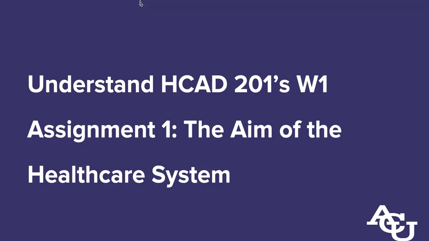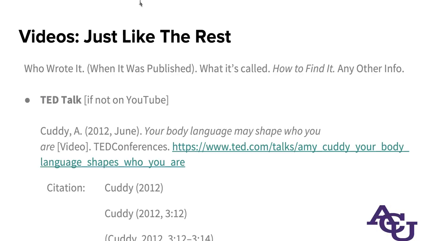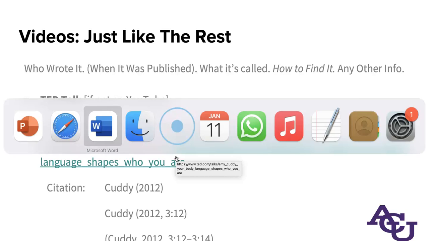So if we back up a little bit, look at the guidelines for citing a TED Talk. We've got who wrote it, when it was published, what it's called, a little clarifying note that it's a video, the publisher was TED Conferences, and there's a link to find it. Okay, pretty straightforward.